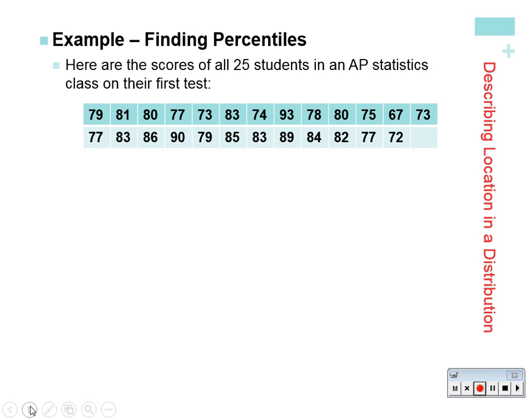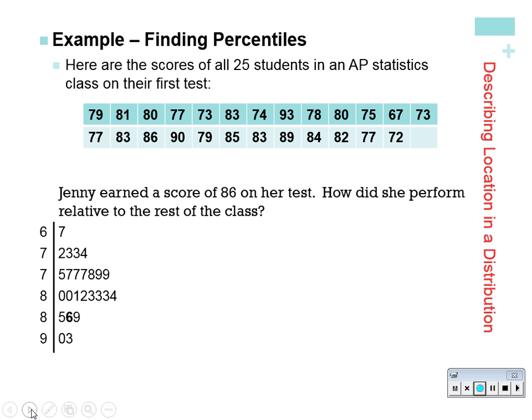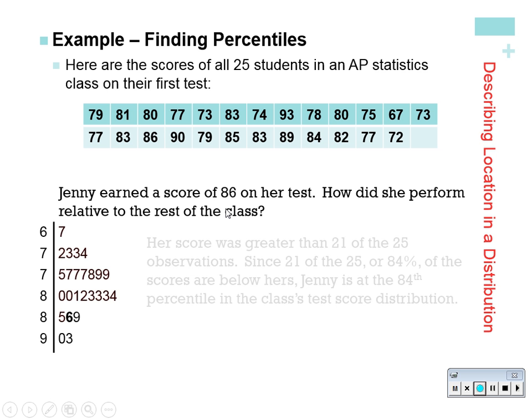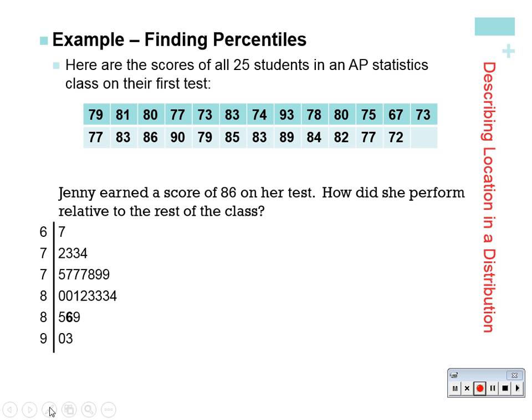Here's an example of a percentile problem, and it has the scores of all 25 students in an AP Statistics class, the grades that they received on their first test. Here's Jenny. She scored an 86 on her first test. And what we want to know is, what is her percentile rank? Meaning, what percentage of students did she do better than on this particular test?